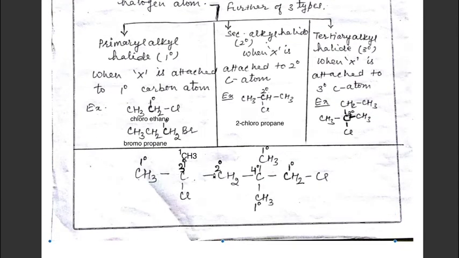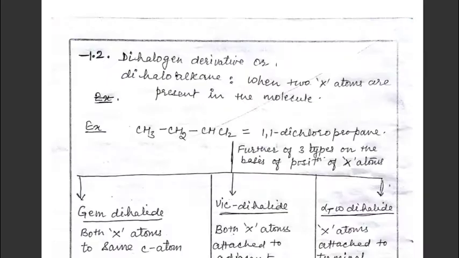Let us have a look at this molecule. This molecule contains how many primary carbon atoms? 1, 2, 3, 4 and 5. All these 5 carbon atoms are primary carbon atoms as these are attached with only one carbon atom. This carbon atom is a secondary carbon atom as it is attached with 2 carbon atoms, this side and this side. This carbon atom is of tertiary nature, 3 degree. It is attached with 3 carbon atoms.